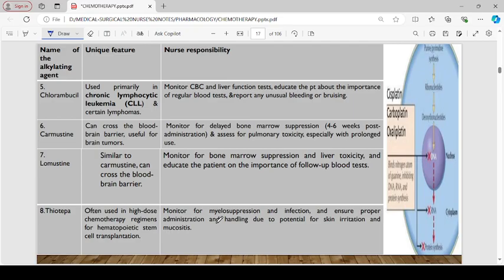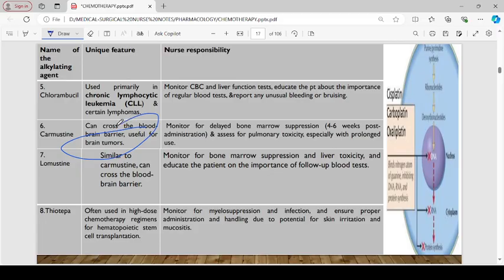The fifth drug is chlorambucil. This drug is normally used primarily in treatment of chronic lymphocytic leukemia and certain lymphomas. Carmustine and lomustine are drugs that are able to cross the BBB, and therefore they can be used to treat brain tumors.